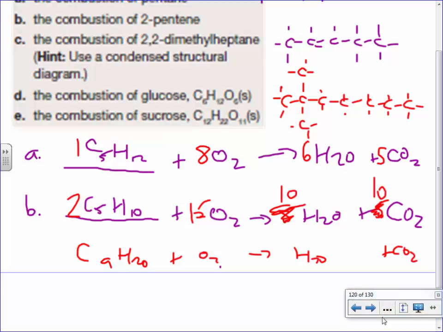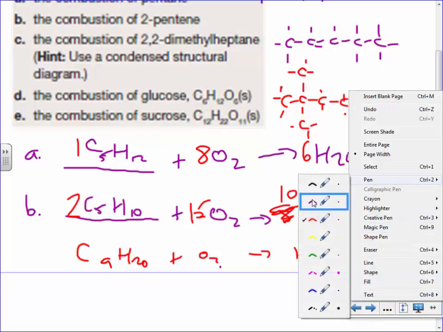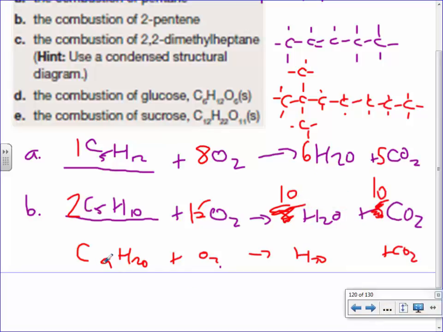Now we just got to balance it. Okay, C9. So that means I need 9 carbons over here. H20 means I'm going to need 10 to get my hydrogens to work. Let's see. You got 10 oxygens plus 18 more. Gives you a total of 28. But they come in groups of 2. 28 divided by 2 would be 14. You guys do that? All right.